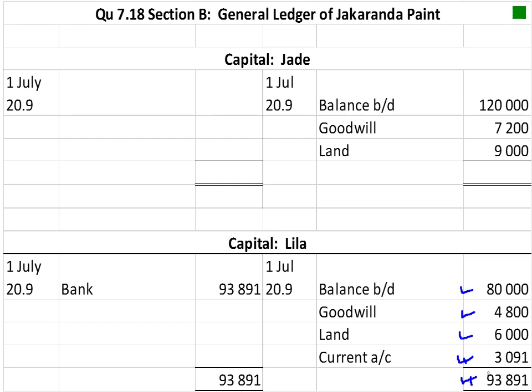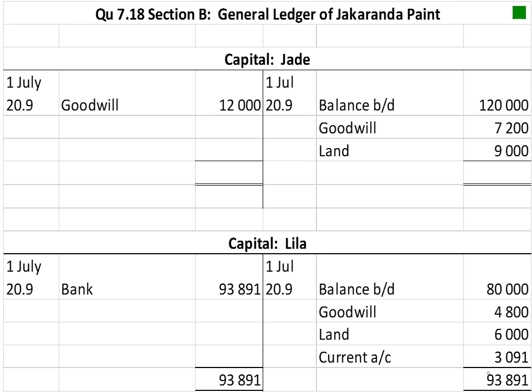So the journal entry to clear that, we will debit her capital account, and credit bank will make a payment to Lilla of 93,891. We don't always make a payment. Sometimes, for example, the question might say that we're going to pay Lilla out later, and then we would end up having a loan account where we owe Lilla the money. But in this question, we paid Lilla the amount owing.